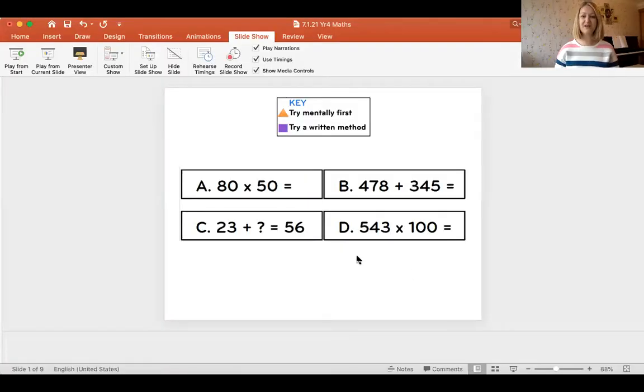Okay, so have a look at our calculations for today. Have a go at seeing which ones you want to work mentally, which ones you would like to try a written method. So what I'd like you to do now is pause the video while you have a go at solving those. Okay, so let's work out some of those together.